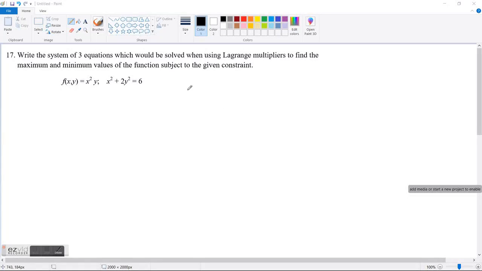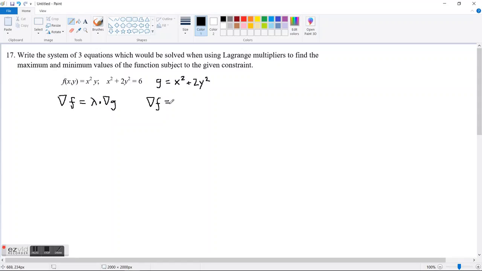Okay, to find maximum and minimum values of the function x squared y, subject to the constraint that x squared plus 2y squared equals 6, we need to take a gradient of the constraint function g and also the gradient of the original function f, and at a point of maximum or minimum value, those two vectors are parallel to one another. So the gradient of f is a scalar multiple lambda times the gradient of g.